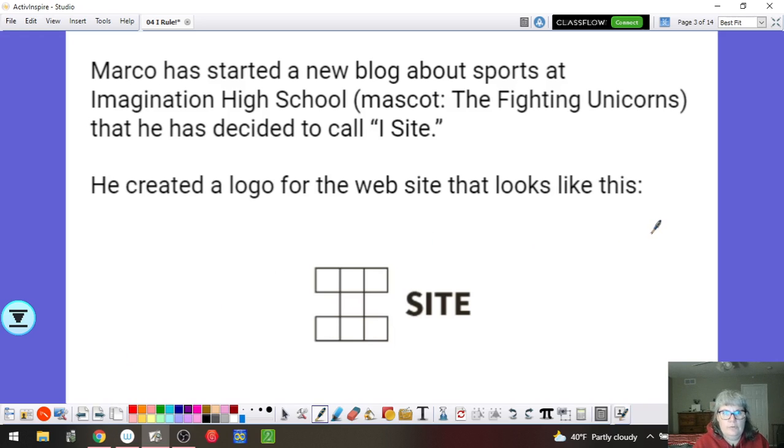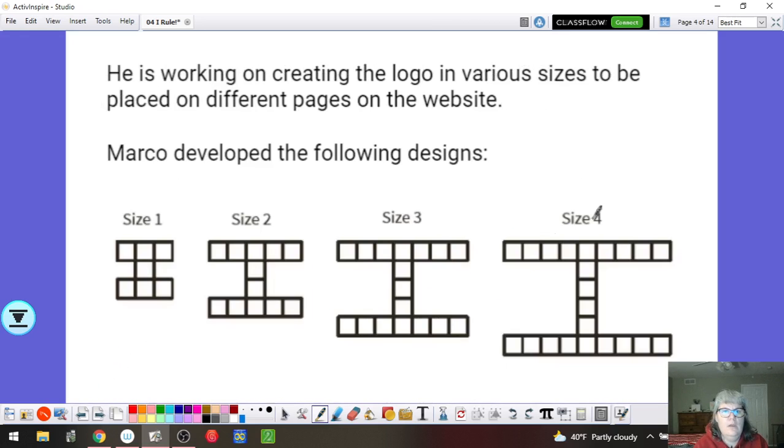We have Marco, who has started a new blog about sports at Imagination High School that he has decided to call iSight. He created a logo for the website that looks like this: an eye made out of squares. He's working on creating the logo in various sizes to be placed on different pages on the website. So he has these 4 different sizes, these 4 designs.